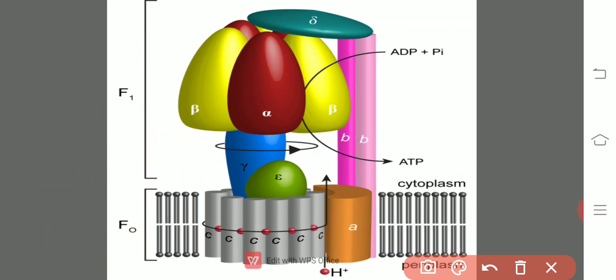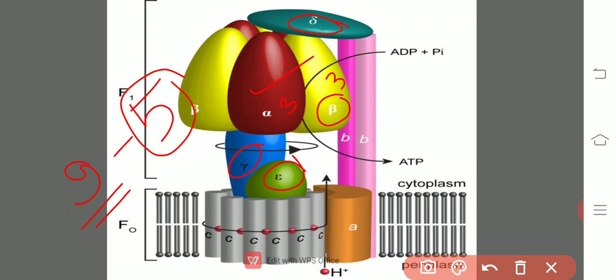Let us see here. This is the alpha subunit. There are 3 alpha subunits, and the yellow colored ones are the 3 beta subunits. Here the blue colored one is the gamma subunit, the green colored one is the delta subunit, and here is the epsilon subunit. Totally 9 subunits belonging to 5 groups: alpha 3, beta 3, and gamma, delta and epsilon each contribute 1 subunit.